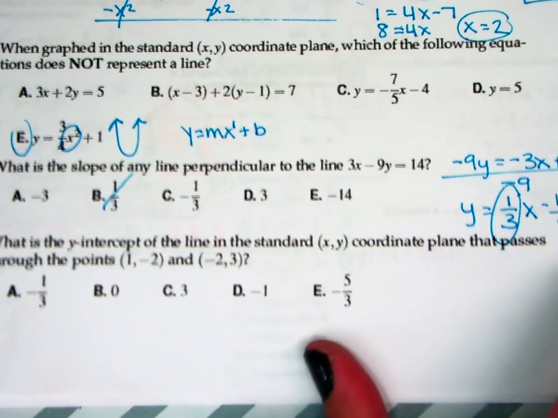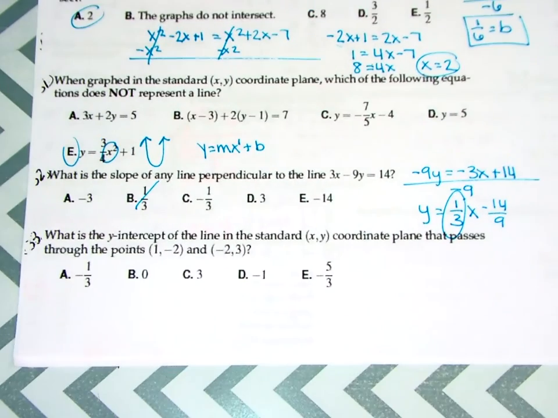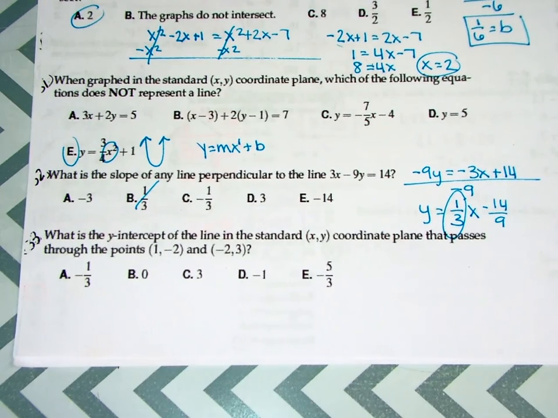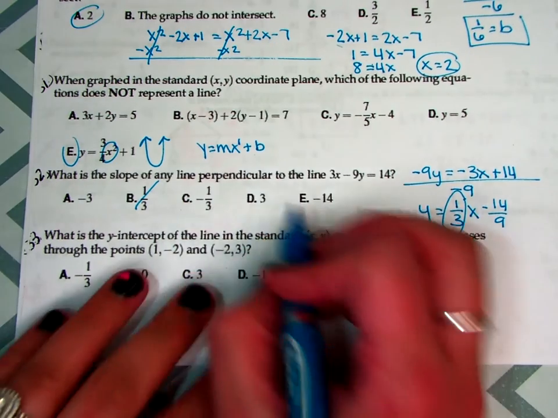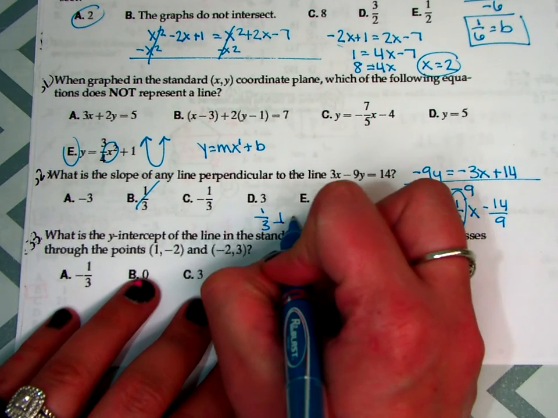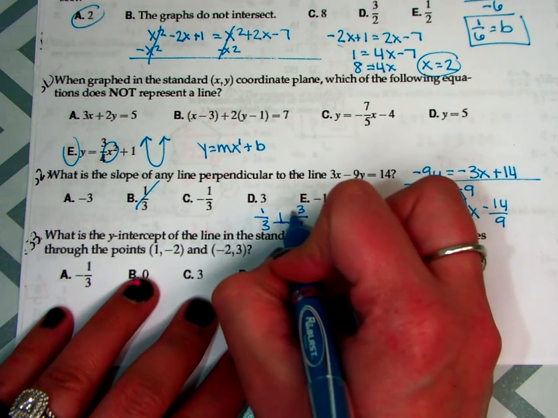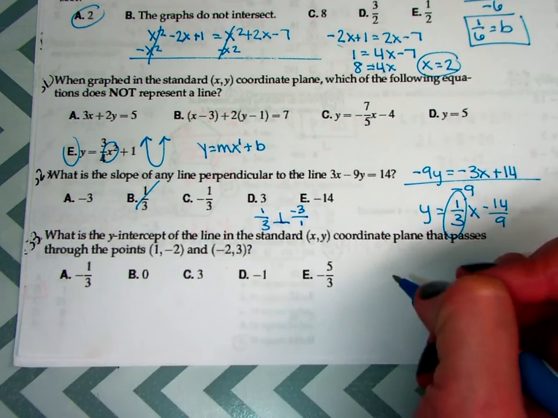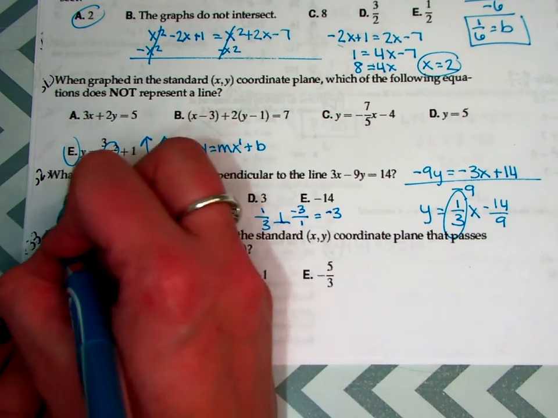Oh, I am so sorry. I just solved that whole problem and you couldn't see any of it. Okay, so 1/3 would be parallel. I want perpendicular. So for 1/3, the perpendicular, I would flip the fraction to 3/1 and change the sign. So negative 3/1 is just negative 3. Option A.